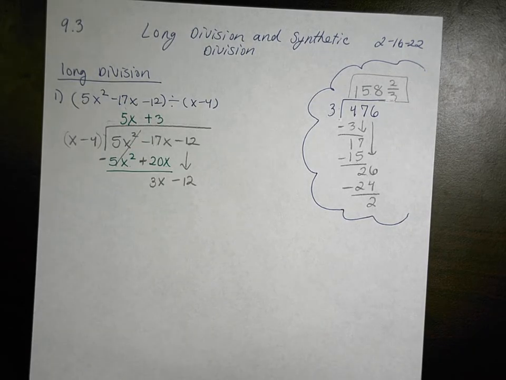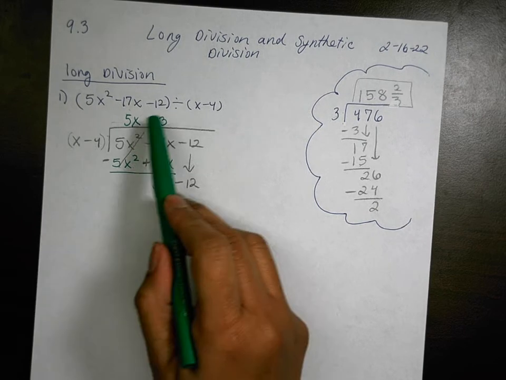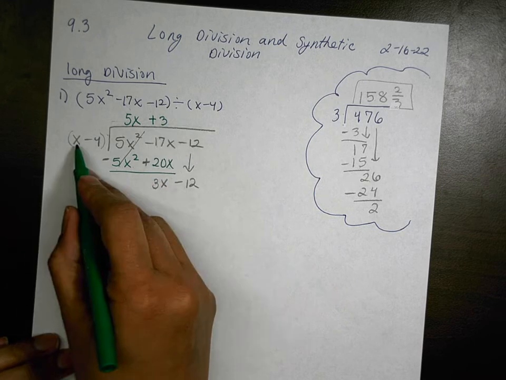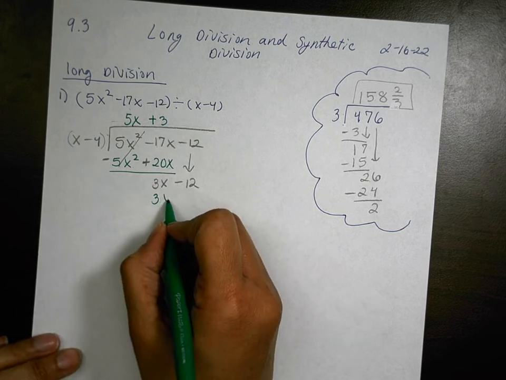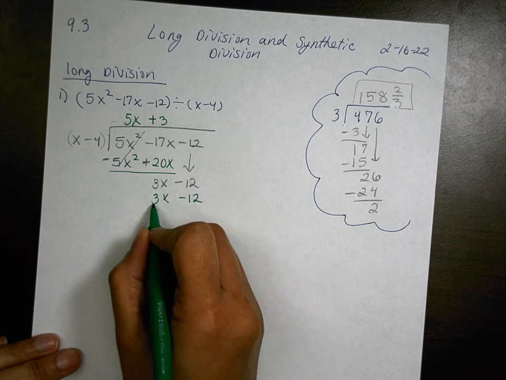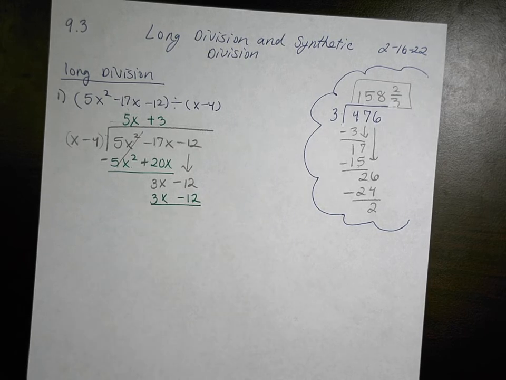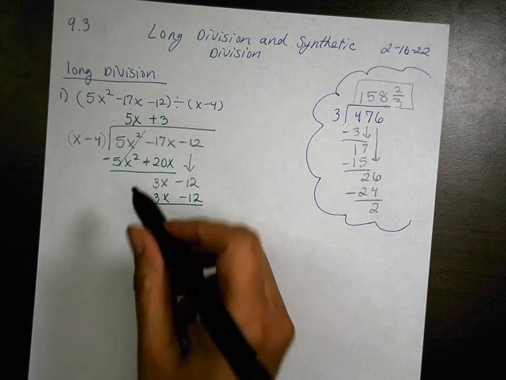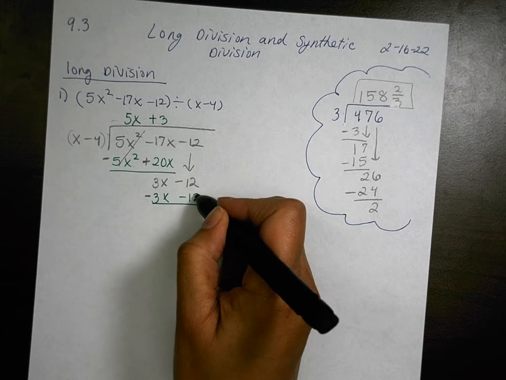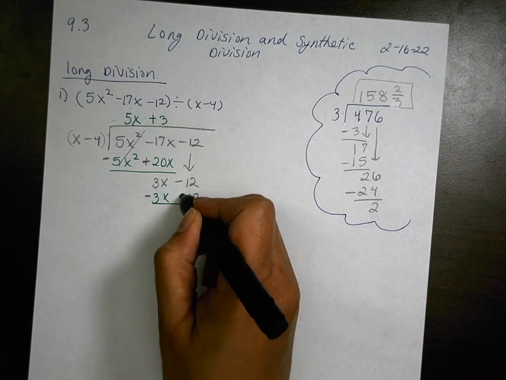And then I'm going to multiply, but I'm going to multiply to both the x and the minus 4. So distribute. 3 times x is 3x. 3 times negative 4 is negative 12. We subtract both of them, so 3x minus x, negative 12 minus negative 12 becomes plus 12.